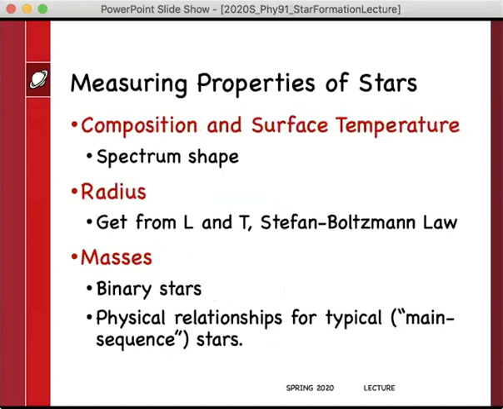All right, that was review. Hopefully now some new stuff. You could start asking yourself also, how hot is the star? What is the star made of? How big is the star? And most importantly for us, how massive is the star? And so let's look at these one at a time. So, composition and surface temperature.